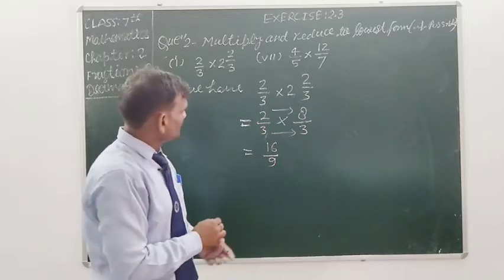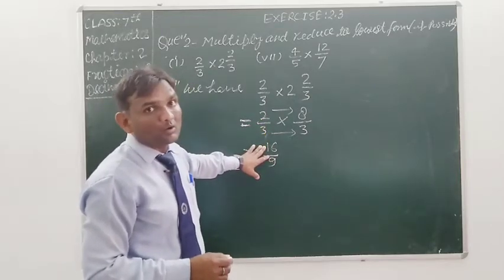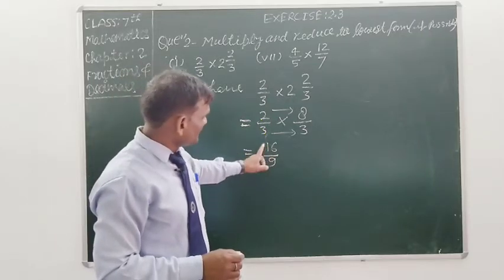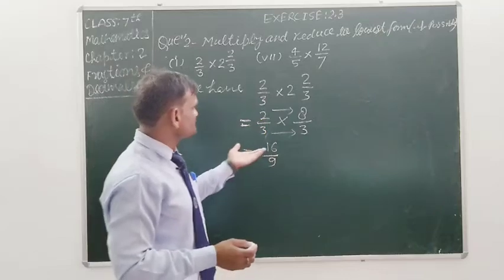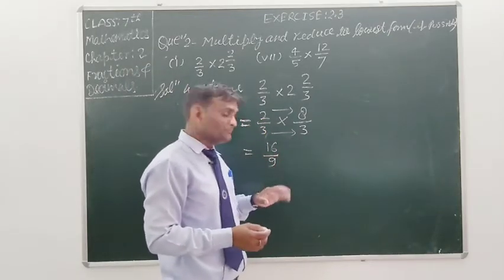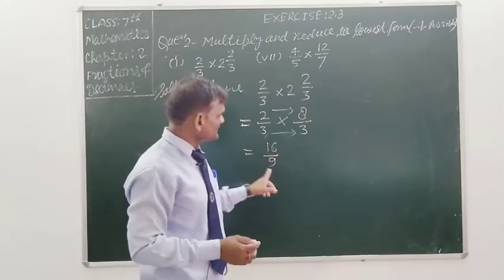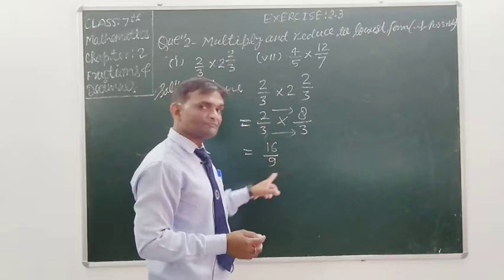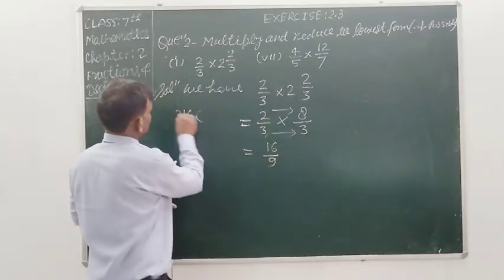Now student, can you make it into simplest form? No, not by any number. We cannot cancel 16 and 9 together. किसी भी नंबर से हम 16 और 9 को एक साथ डिवाइड नहीं कर सकते, but we can write it in mixed fraction form. How can we write it in mixed fraction form? We divide 16 by 9.